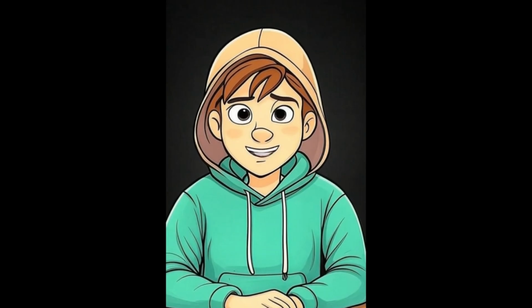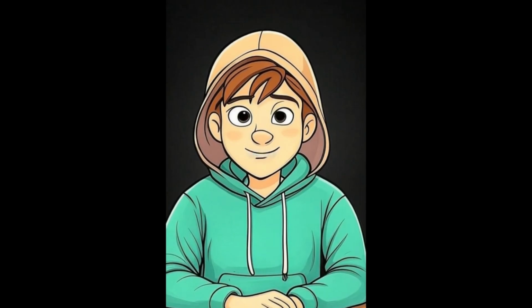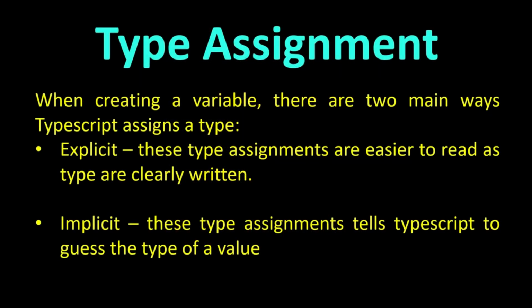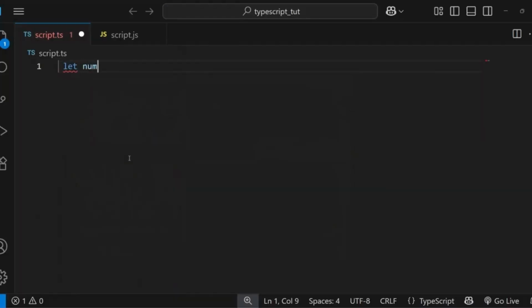In TypeScript, when it comes to creating a variable, there are 2 main ways of assigning a type. The first one we have is explicit type. These type assignments are easier to read as the type is clearly written beside the variable when declared. And the second one we have is implicit type. These type assignments tell TypeScript to guess the type of a value a variable contains. Let's see a quick demonstration of it. First, starting with type number.